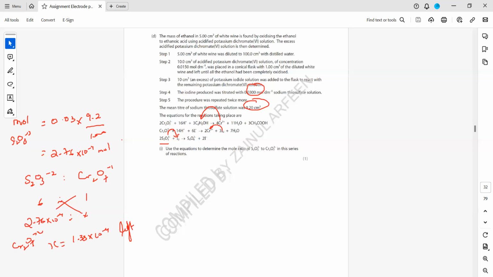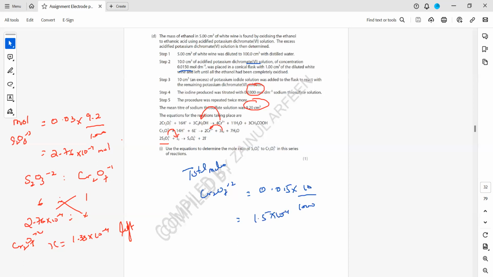What was the original, the total moles used for the experiment? This was 10 cm³ of acidified dichromate solution with a concentration of 0.015. So how many moles were there? 0.015 multiplied by 10 divided by 1000. This gives the total moles of dichromate added to this wine: 1.5 × 10⁻⁴.